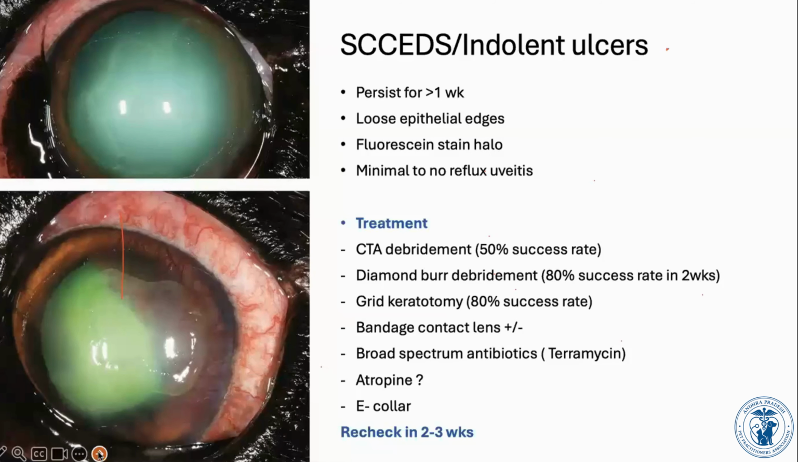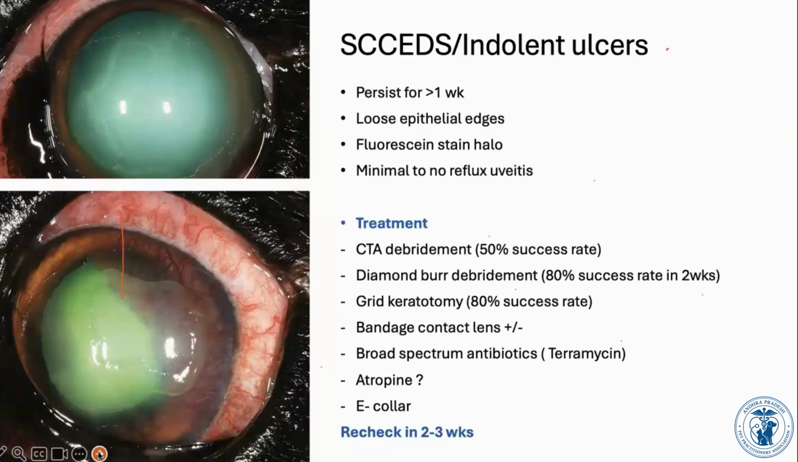Diamond burr debridement we can also do. It is nothing but scraping off with the diamond burr. Usually these two have an 80% success rate. Personally, I don't have a diamond burr right now. So usually I do CTA debridement along with grid keratotomy if my case is not getting better with CTA alone.